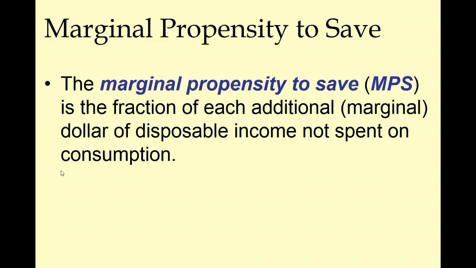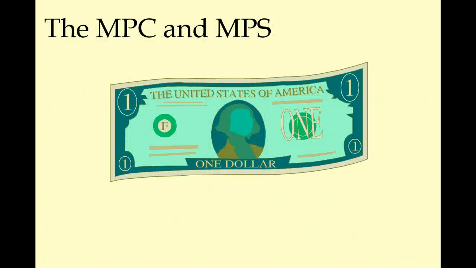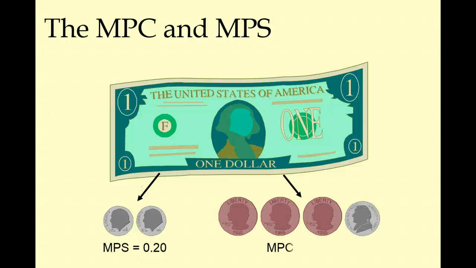And by a simple case of arithmetic, your marginal propensity to consume, if you add it to your marginal propensity to save, it's got to equal 1. And here's a good example. Watch. If I give you $1 extra, if you save 20 cents, that must mean that you must be spending 80 cents. So MPC plus MPS must equal 1.